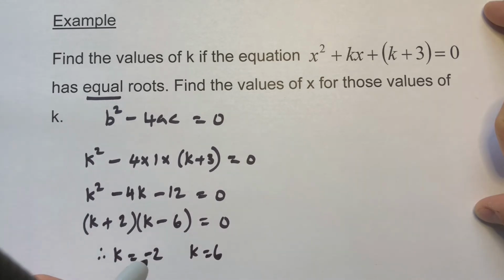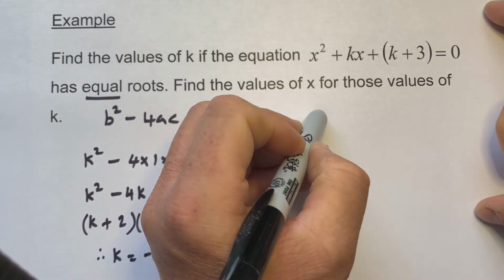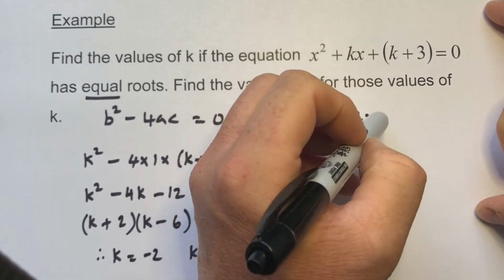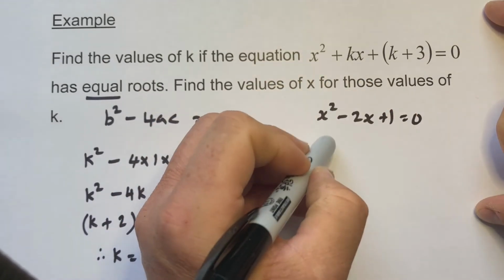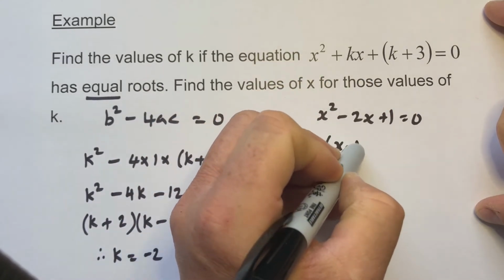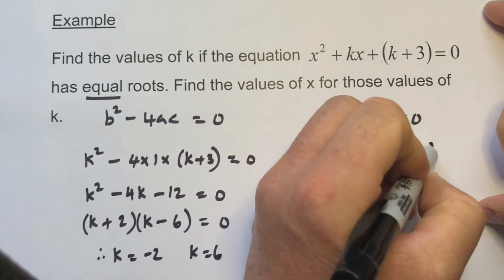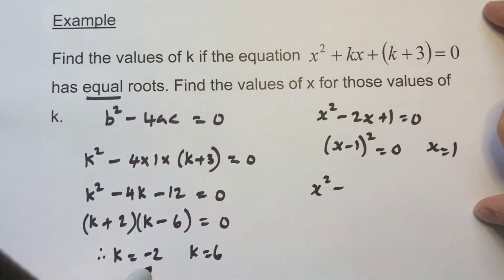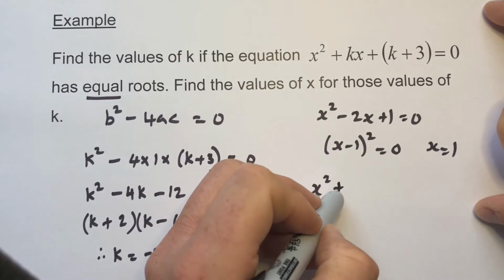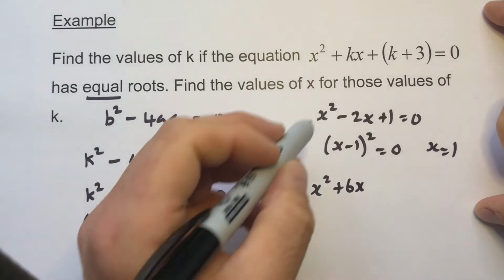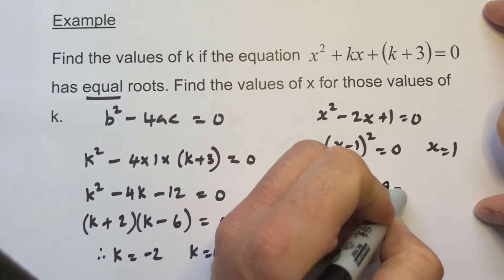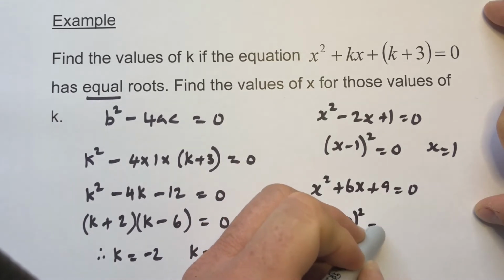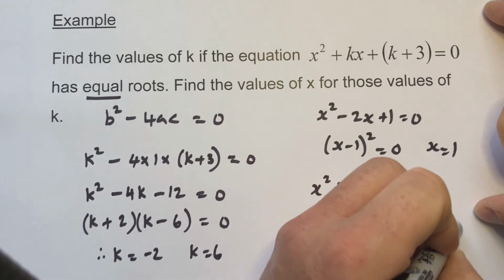Now, if k was equal to minus 2, then we'd have x squared minus 2x and minus 2 plus 3 plus 1 equal to 0. That would provide us with x minus 1 all squared equal to 0, so x would equal 1. However, if I put in k equal to 6, then we would have plus 6x, and 6 plus the 3 is 9, and that would factorise to x plus 3 all squared, so therefore x would equal minus 3.